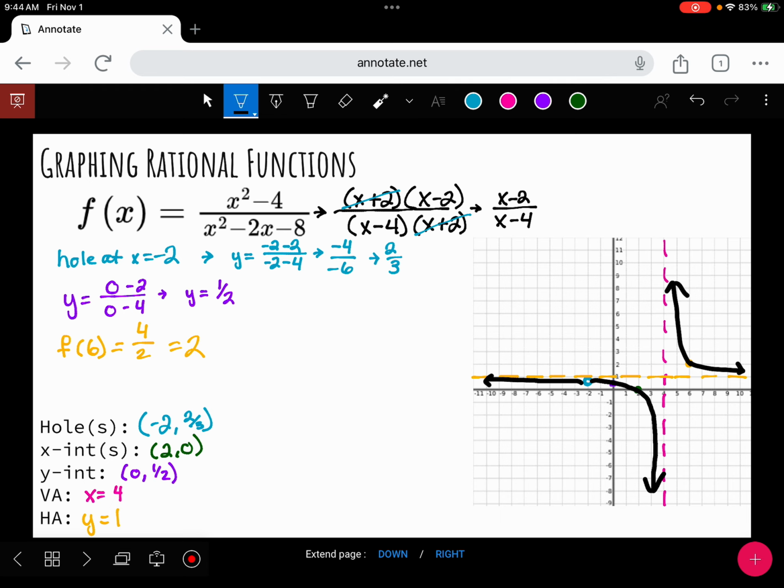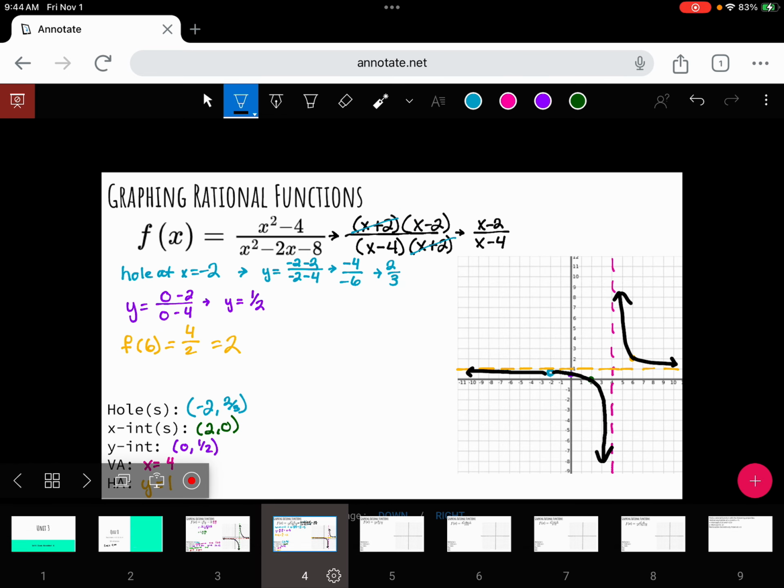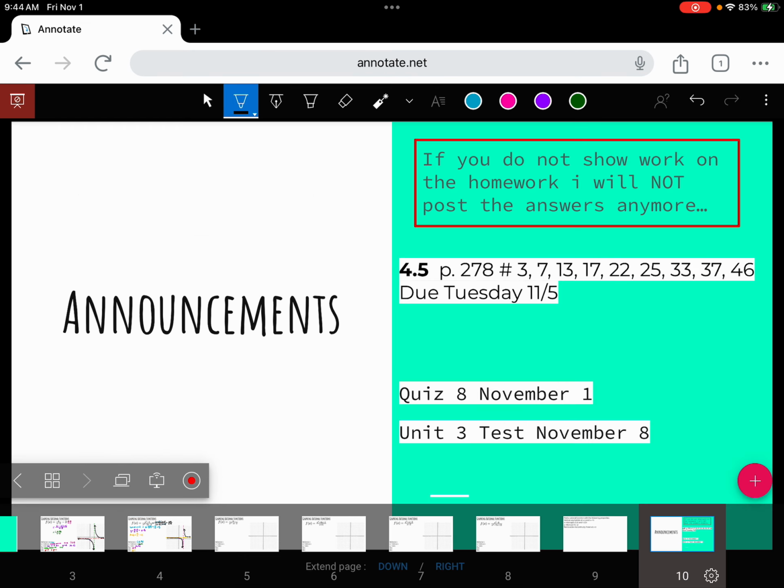On Monday, we're going to do a bunch more graphs. But I just wanted us to see what those look like. I'm going to put up the announcement page that has the homework questions. Also, as a word to the wise, if you don't show work on the homework, I'm going to stop posting the answers. I have a lot of people that are just giving me question 1, answer. Question 2, answer. Like on the next line, we're not doing any work. You're just copying things down. Do the work.